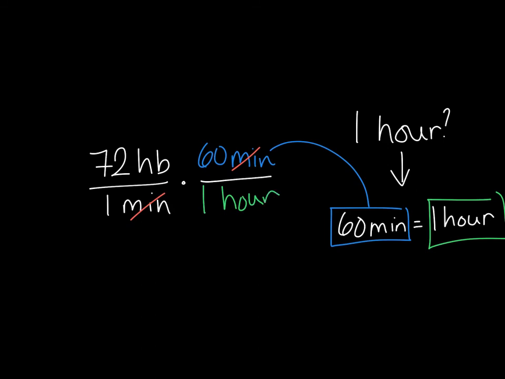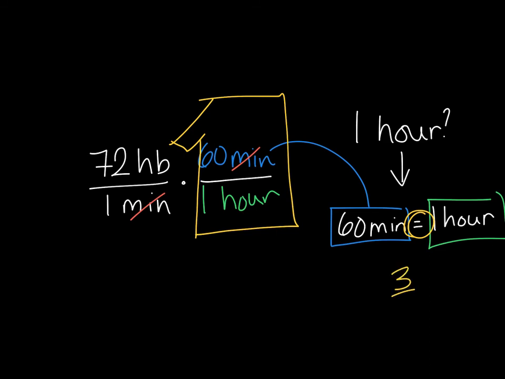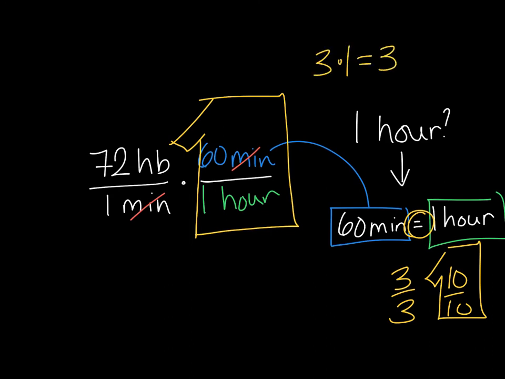Okay, and the reason this works is because if you look at this fraction right here, this is really just 1, right? 60 minutes over 1 hour, because they're equal, when I put one on top of the other, it's like I'm saying 3 over 3 or 10 over 10. I'm saying that they're the same exact thing, and remember, these always cancel out to be 1. So this is just multiplying by 1, and anything times 1 just stays itself.